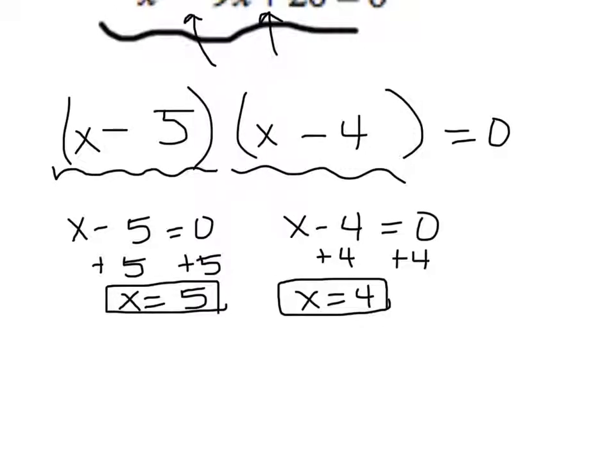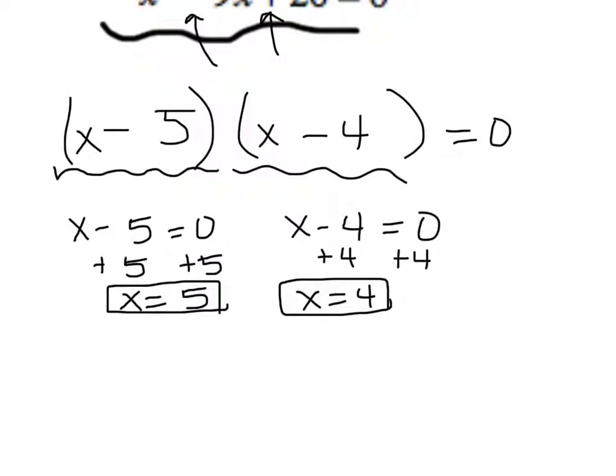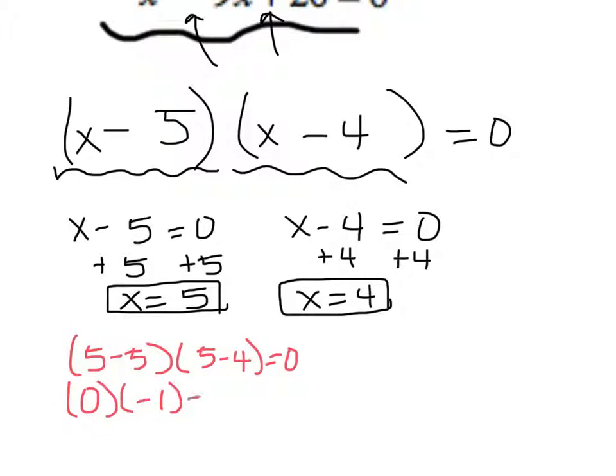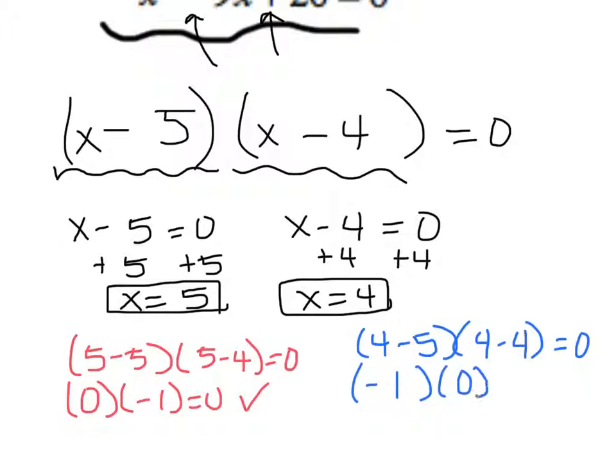Now what this means is that if you substitute in these numbers, this whole thing will equal 0. I'll show you. If x equals 5, it'd be 5 minus 5 and 5 minus 4. Does that equal 0? Well, 5 minus 5 equals 0, 5 minus 4 equals 1, and 0 times 1 is 0. So that works. Okay, let's try 4. 4 minus 5 times 4 minus 4: negative 1 times 0, does that equal 0? Yes. So that's what is meant by setting each factor equal to 0. If one group is 0, the whole thing is going to be 0.